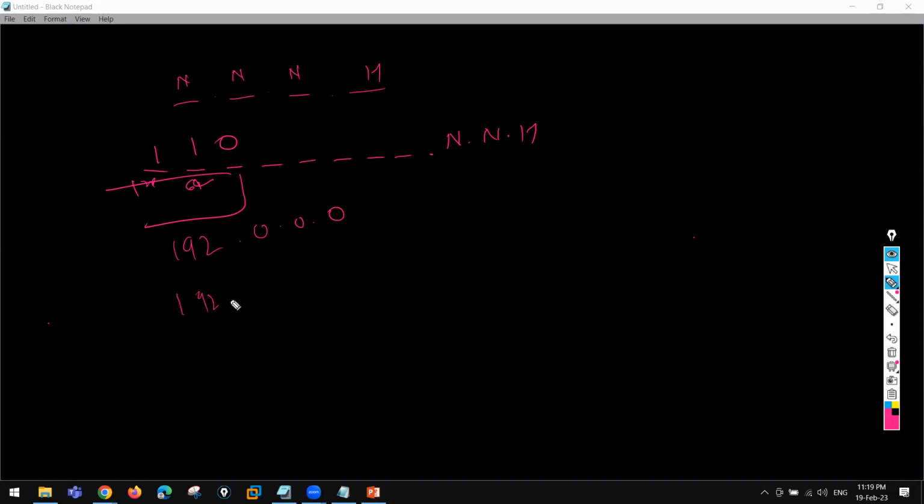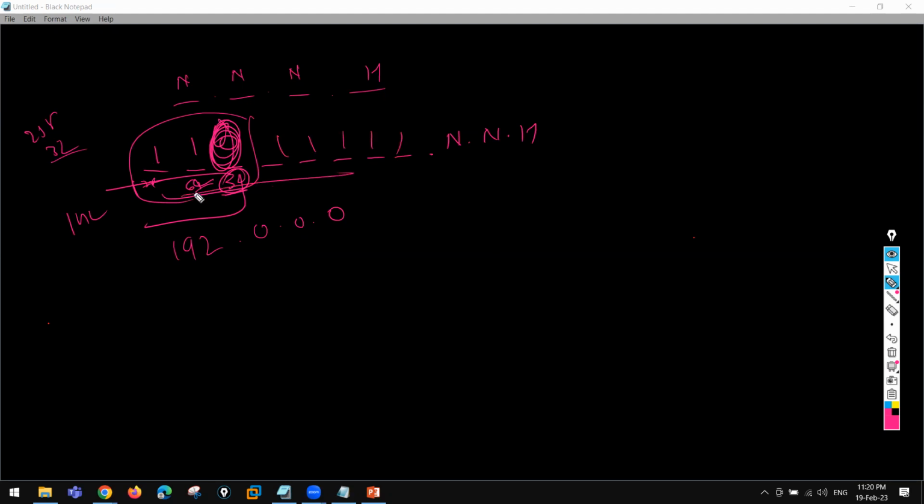What is the last address? 223. Remove this 32, because this bit cannot be made 1. These are reserved; there's nothing you can do here. The rest all become 1, so in total it becomes 223. Then the other octets are all 1, so 255.255.255.